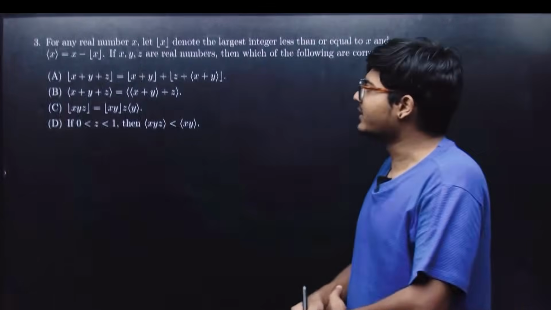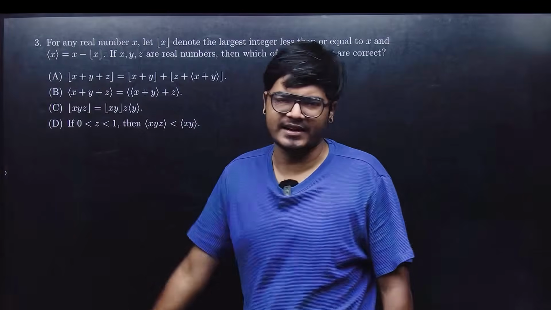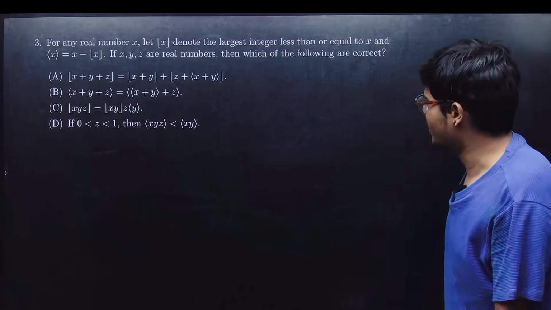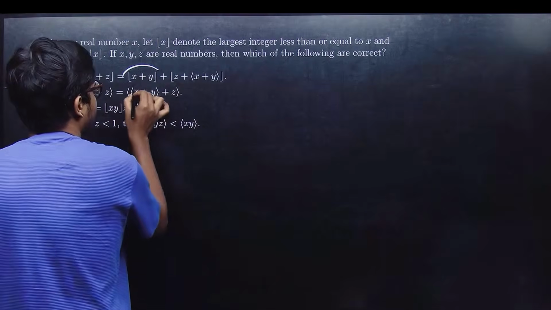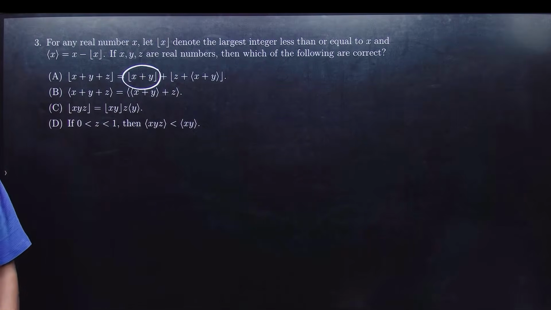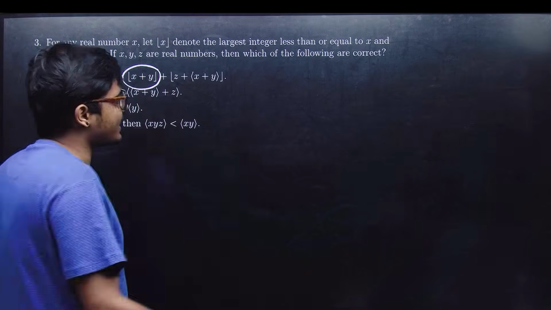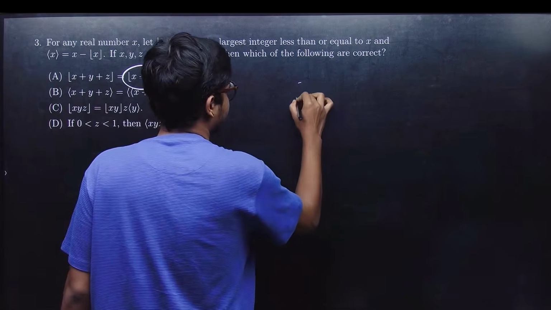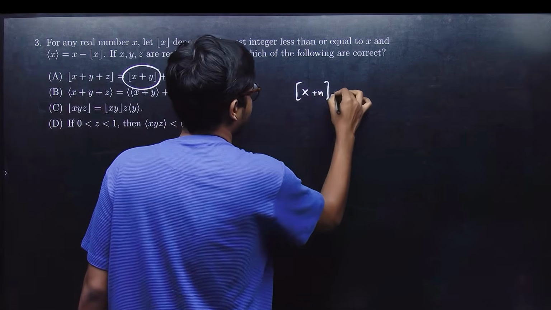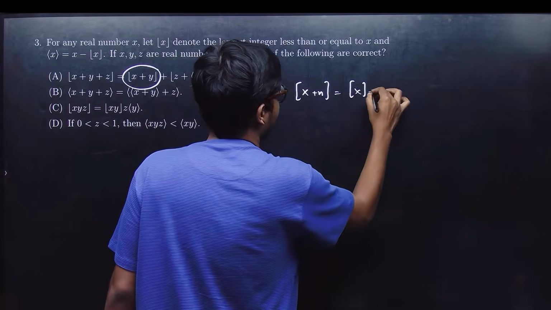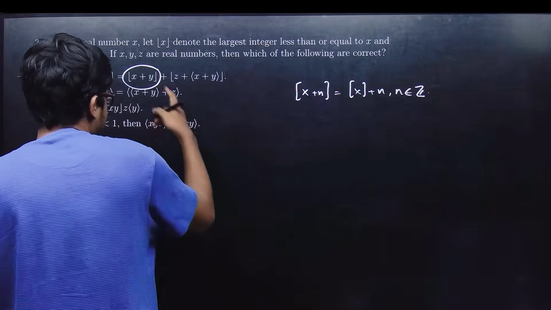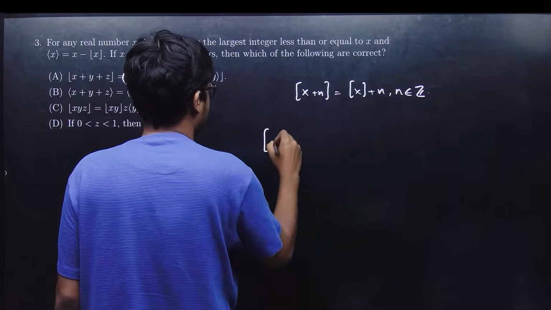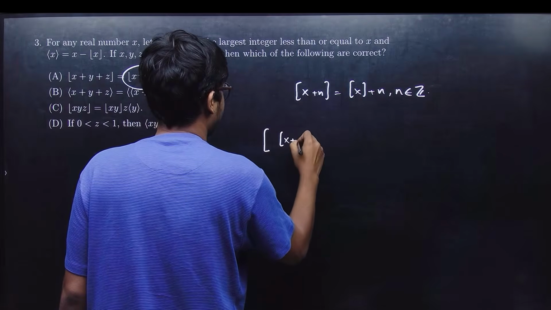Come to question 3. For any real number x, define the box x. Now you're defining the bracket of x as the fractional part of x, right? Then which of the following options are correct? So if we go with the first one, observe that this quantity, box of x plus y, is nothing but an integer. So I can send it inside, right? I know that box of x plus n is equal to box x plus n whenever n lies in the set of integers, right?